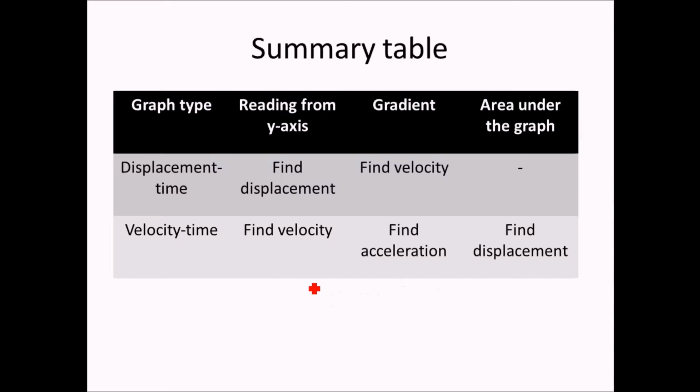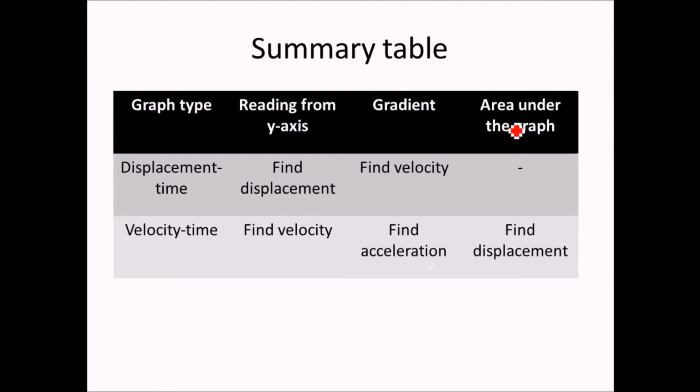Next, I'm going to summarize the differences between displacement and velocity time graph. For displacement time graph, if we are reading the y-axis, obviously the y-axis will give you the displacement. For velocity time graph, the y-axis will give you the velocity. So this is very straightforward. Now, if you read the gradient in a displacement time graph, it will give you the velocity, while if you read the gradient in a velocity time graph, it will give you the acceleration.